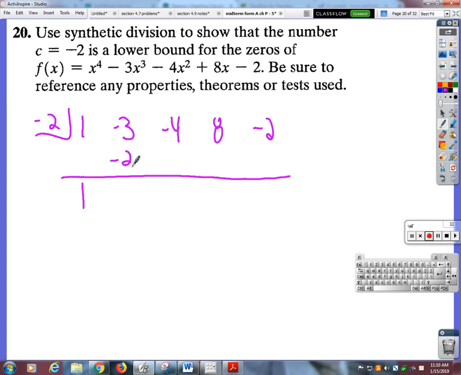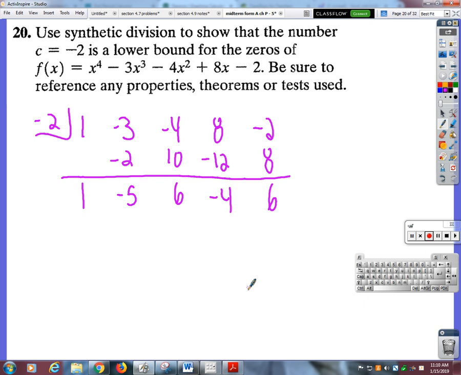-2 times 1 is -2. Add those together, you get -5. -2 times -5 is 10. Add those together and you get 6. -2 times 6 is -12. Add those together and you get -4. -2 times -4 is 8. Add those together and you get 6.